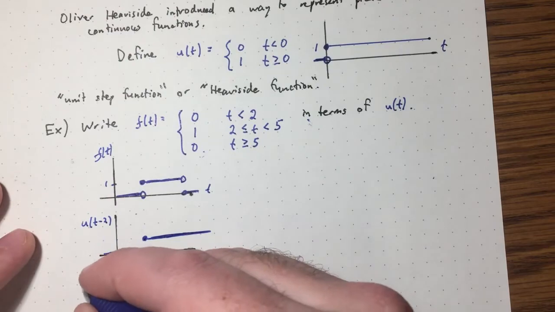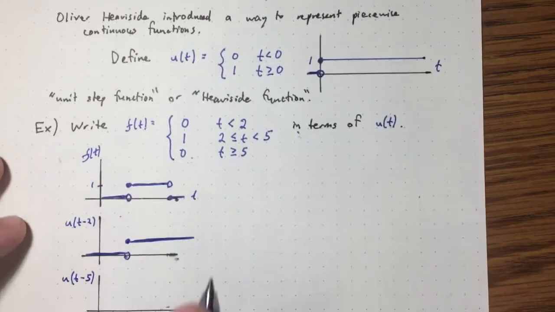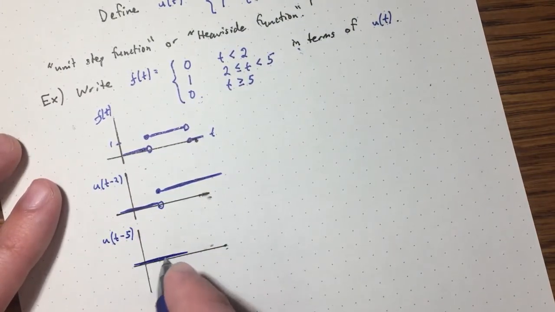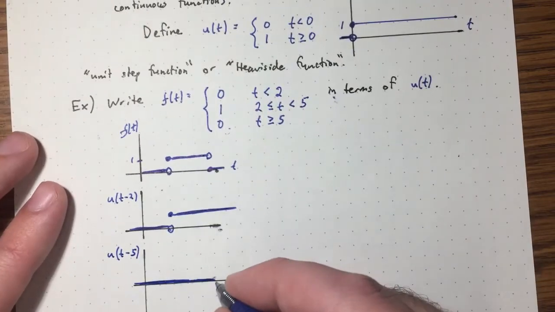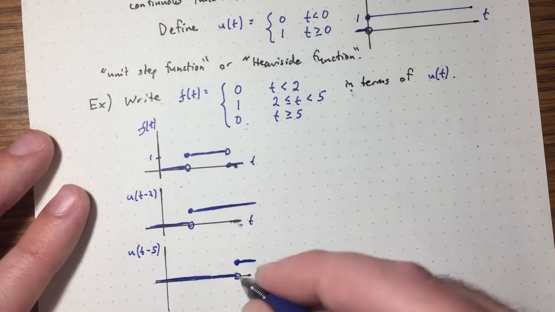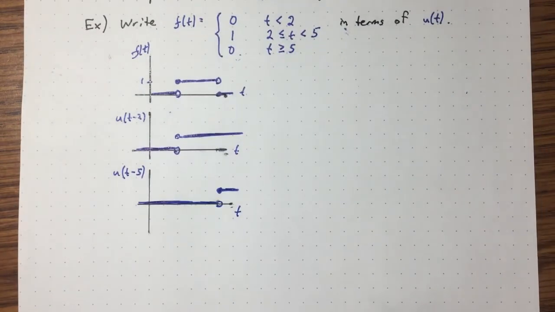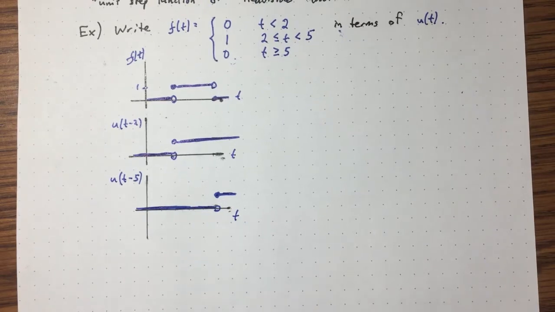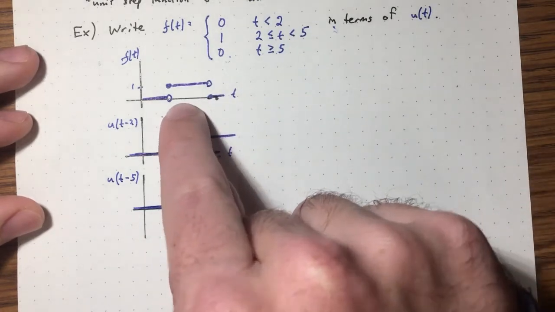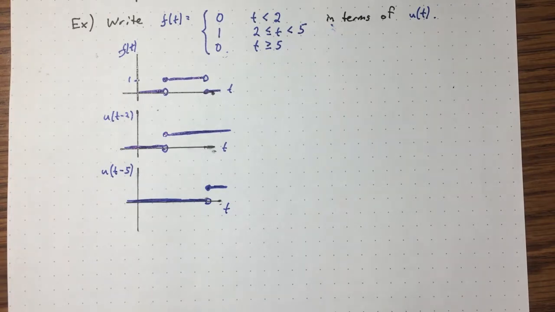Well, I probably want to involve u of t minus 5, right? This one shifted over by 5, so what does that look like? Well, it should just look like this. That's 1 for all time. Okay, so why don't you take a second, you can pause the video if you want, to try to figure out how you can write this function here in terms of these two right here. And I'll say the answer in a second.